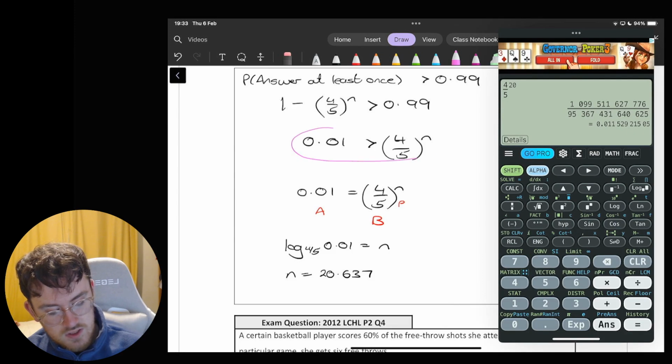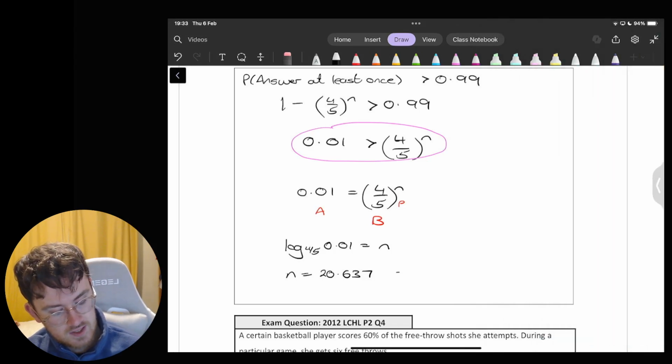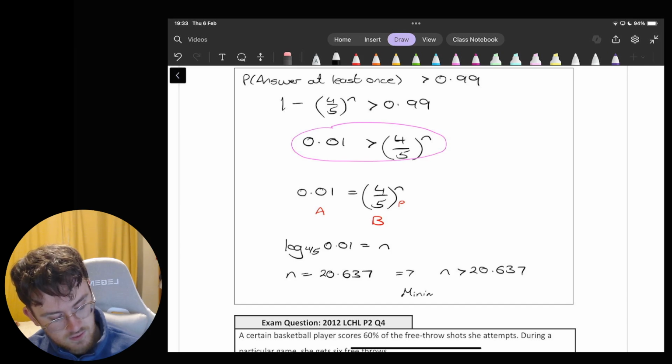Reminder that we want this expression to be less than 0.01. So we're going to have to round upwards. Okay, so we're going to have to say that n is greater than 20.637. So the minimum value will have to be 21.